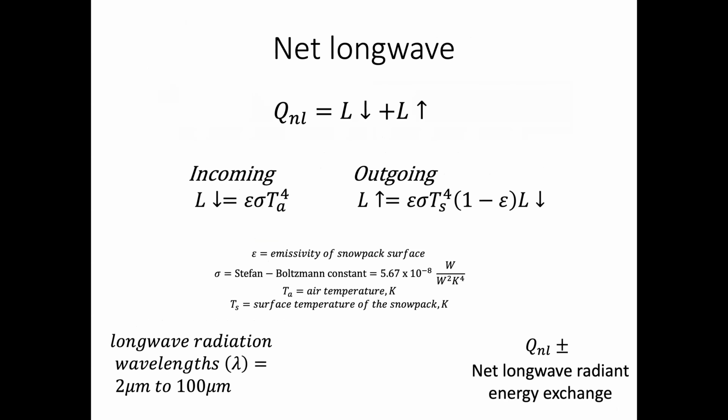Long-wave radiation is governed by the Stefan-Boltzmann equation. Incoming radiation is shown on the right and is equal to the emissivity of the atmosphere times the Stefan-Boltzmann constant times the air temperature to the 4th power. Temperature here is in Kelvin. Similarly, the outgoing long-wave radiation is equal to the emissivity of the snow, which is near 1, times the Stefan-Boltzmann constant, times the snow temperature to the 4th power. The outgoing long-wave radiation also includes the small fraction of incoming long-wave radiation that's reflected.